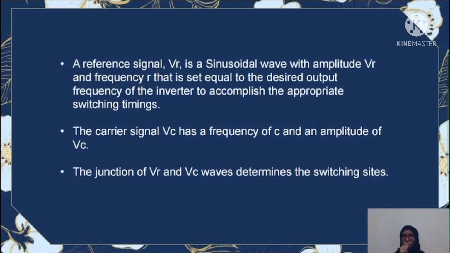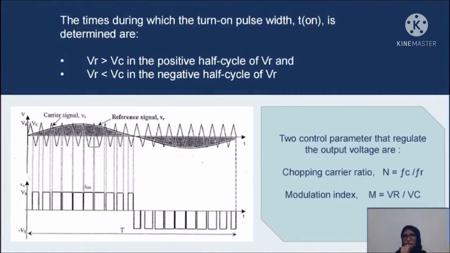A reference signal, VR, is a sinusoidal wave with amplitude VR and a frequency that is set equal to the desired output frequency of the inverter to accomplish the appropriate switching timing. The carrier signal VC has a frequency of fC and an amplitude of VC. The intersection of the VR and VC waves determines the switching points. The time during which the turn-on pulse is on is determined as follows: the first is VR is larger than VC in the positive half cycle of VR, and the next is VR is lesser than VC in the negative half cycle of VR.